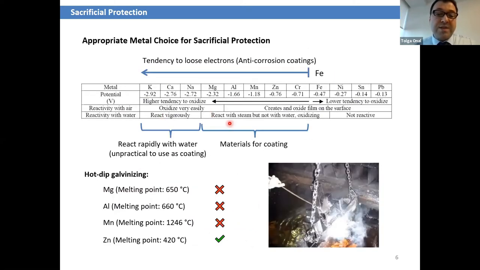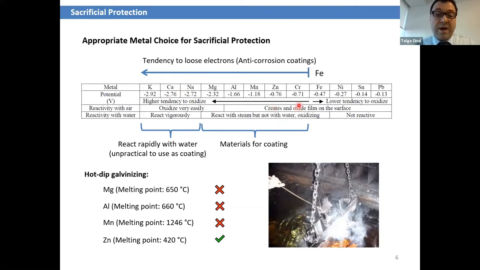This table classifies the metals based on their tendency to lose electrons, or their tendency to ionize compared to iron. The metals on the left side of iron have the tendency to ionize, and that's why they can be used as coating materials. The metals with the most ionization tendency are potassium, calcium, and sodium, but these three metals react rapidly with water, and it is impractical to use them as coating materials.